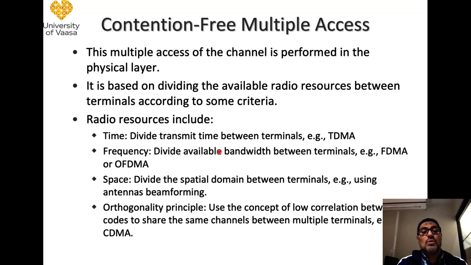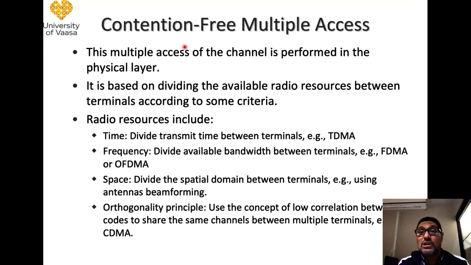So basically, we have four of those in communication, which we call radio resources. We can divide the time, we can divide frequency, we can divide space, we can use the orthogonality principle between signals in order to have contention-free multiple access. But remember, this needs a network with a backbone, with an organizer, like a cellular network.